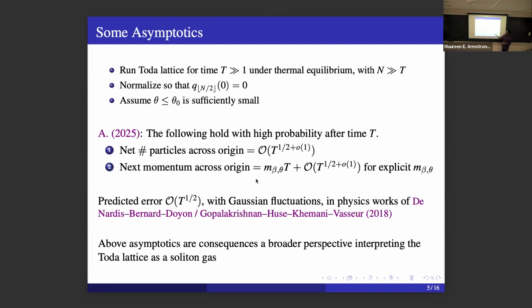Okay, so this exponent is less obvious, and in fact, it's believed to be optimal. It's believed by the physicists that this exponent t to the 1/2 plus o(1) is the best you can do, and that the fluctuations will be Gaussian. And in fact, if you follow these proofs very carefully, you can almost fish out the Gaussian. I didn't quite do that, but you can see heuristically from the proofs that a Gaussian like this will come about.